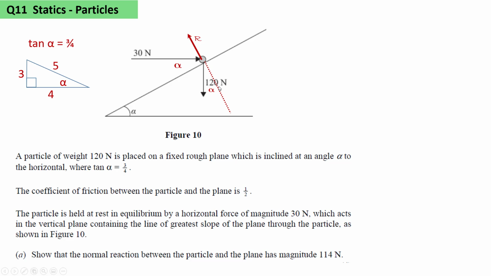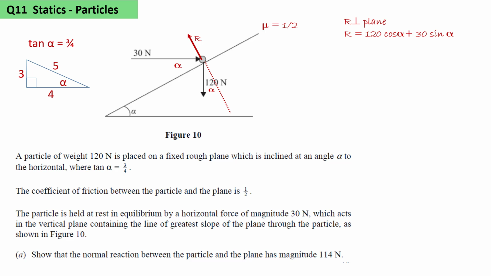This reaction will make an angle of alpha to the vertical. We're told the coefficient of friction is 1/2. Friction may be operating up the plane or it may be acting down the plane. We have to show the normal reaction is 114 newtons. And in this case, it doesn't matter which direction the friction is acting.